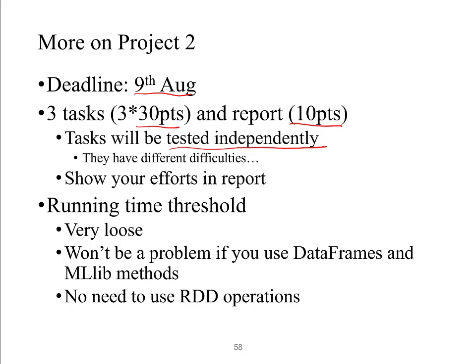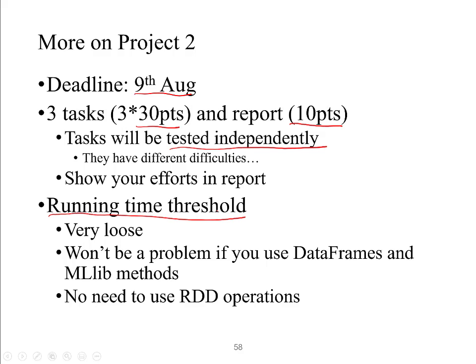Just as in project 1, we still have a running time threshold. It is very loose, of course, and it won't be a problem if you use data frames and machine learning library methods. If you remember, we have a figure in lecture 7.